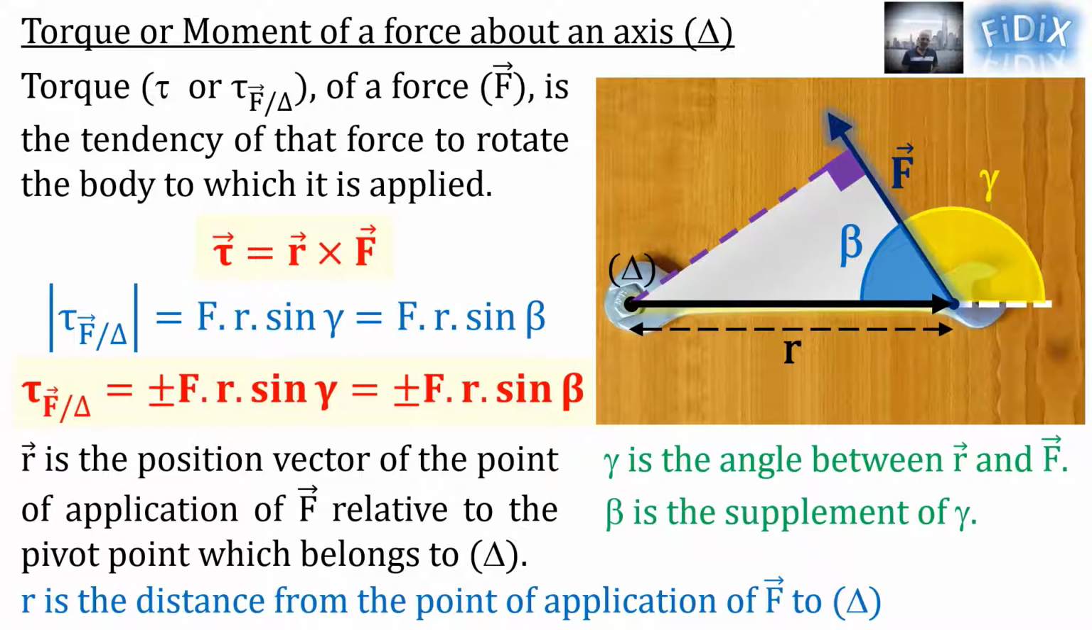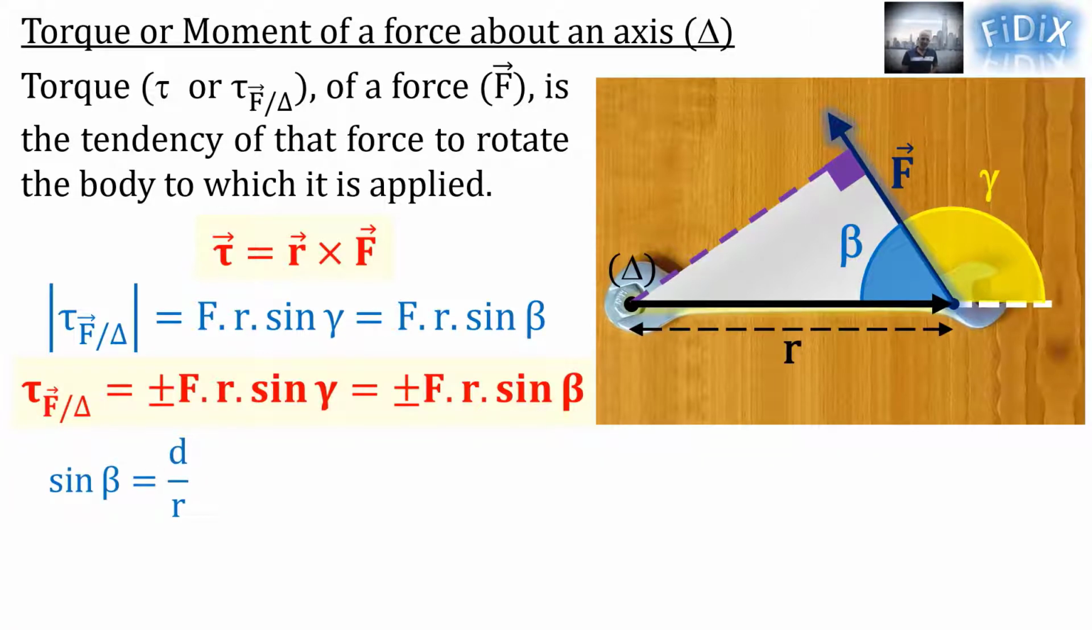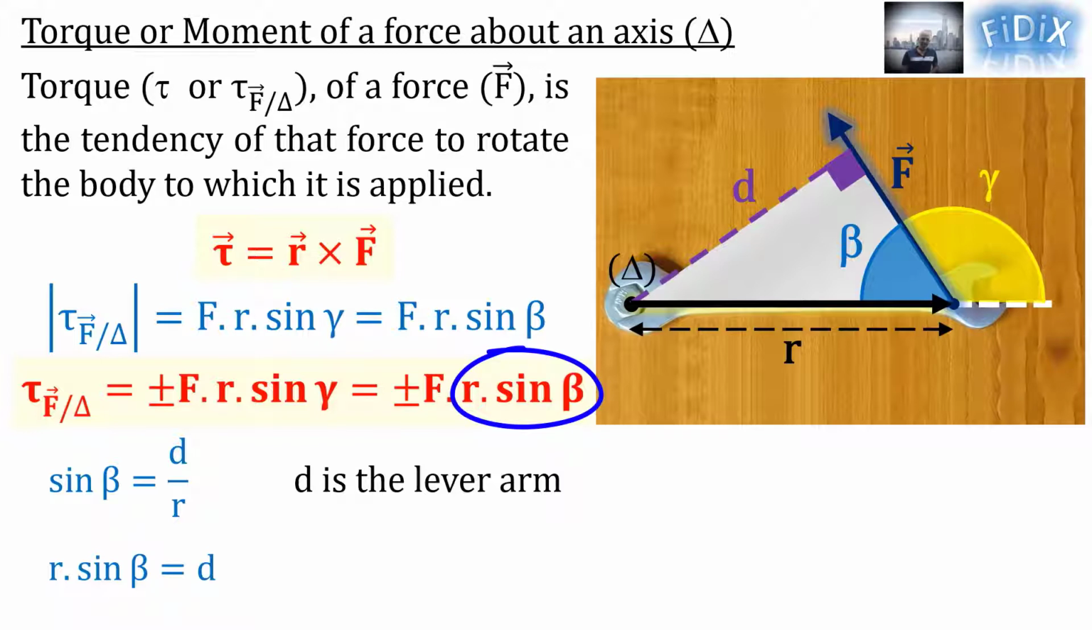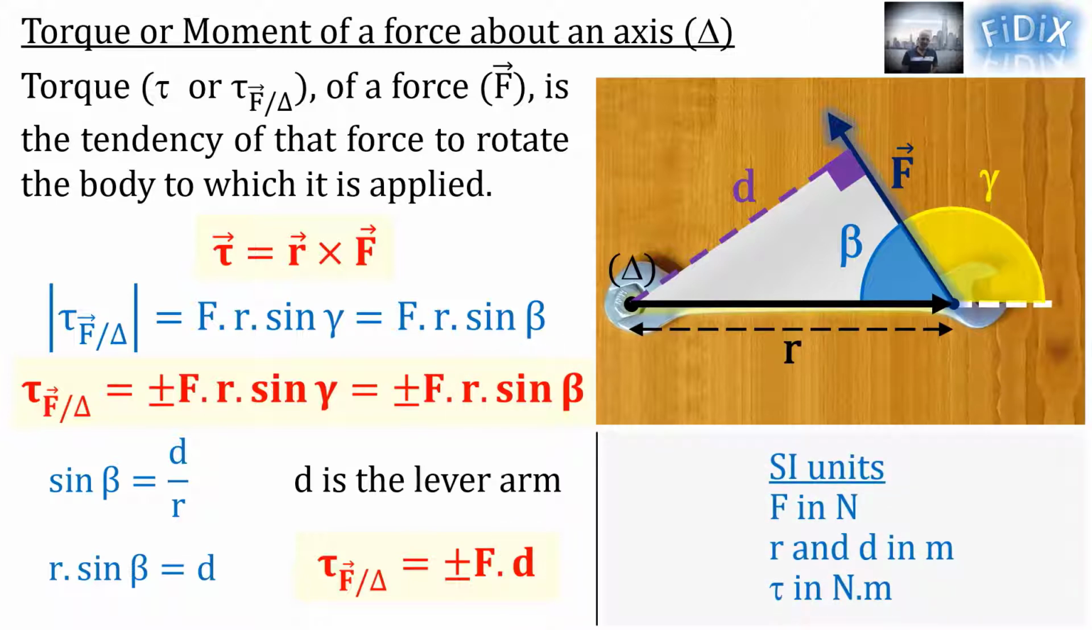In the shaded right triangle, we can say that sine beta equals the length of the opposite side D over the length of the hypotenuse R, where D is called the lever arm and is the perpendicular distance from the axis of rotation delta to the line of action of the force F. This leads to R sine beta equals D. By replacing R sine beta by D in the formula of the torque, we get the torque of F about delta equals plus or minus Fd. In the international system of units, F is expressed in newtons, R and D in meters, and tau in Newton meters.